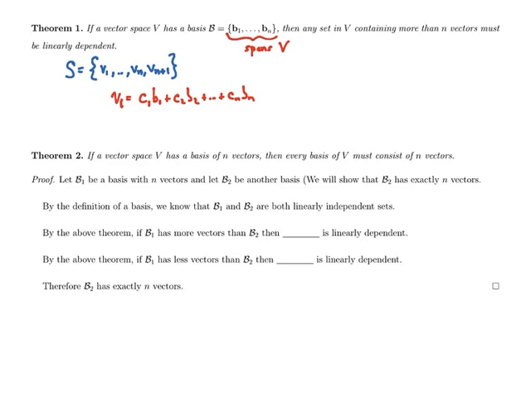From the definition, a basis is a linearly independent spanning set. Because of that, both B1 and B2 are linearly independent sets. So if B1 has more vectors than B2, then using the theorem above, B1 must be linearly dependent because it has more vectors than a basis. And in the same way, if B1 has fewer vectors than B2, then B2 must be linearly dependent. But that would be a contradiction.